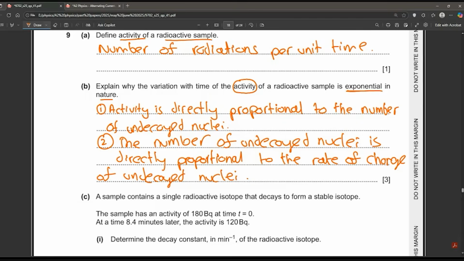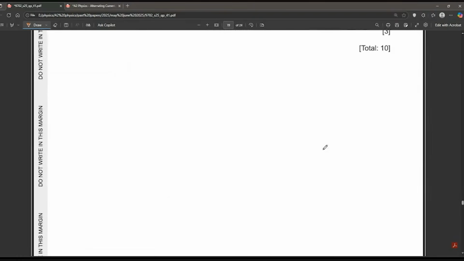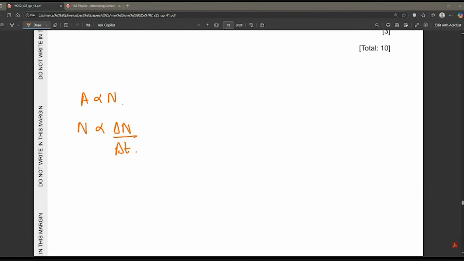इसका मतलब क्या हुआ सर? ये अभी फर्स्ट टू की पॉइंट्स लिखवाए हैं, उसके बाद लास्ट की पॉइंट लिखवाएंगे. Activity is directly proportional to n, that is the number of undecayed nuclei. Now, number of undecayed nuclei is directly proportional to the rate of change of undecayed nuclei. अब इन दो चीजों को समझना बहुत इंपॉर्टेंट है.